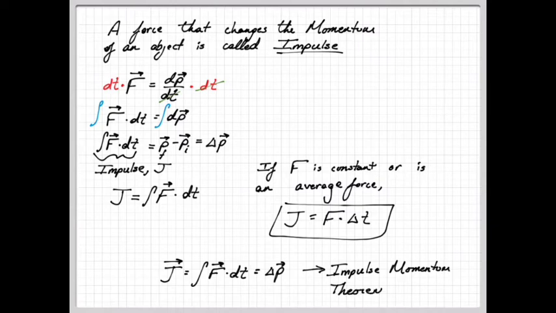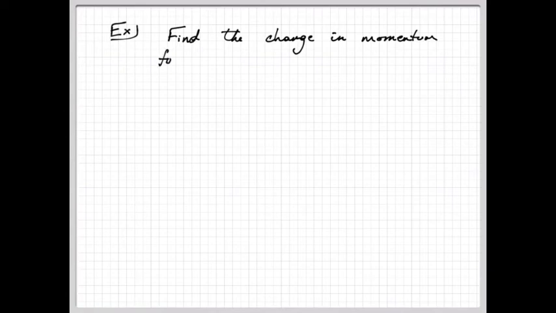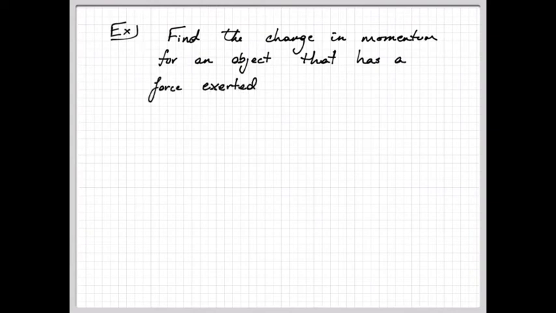Now we'll use this quite a lot through the unit to start off with because it's a nice way to combine the ideas of forces as well as kinematics. So let's go through an example and show how this works. Okay, so for the first example, we're going to do this graphically. Plain and simply, find the change in momentum for an object that has a force exerted on it as given by the following graph.